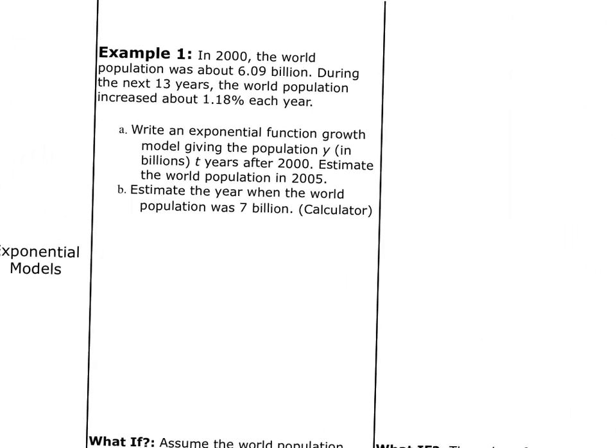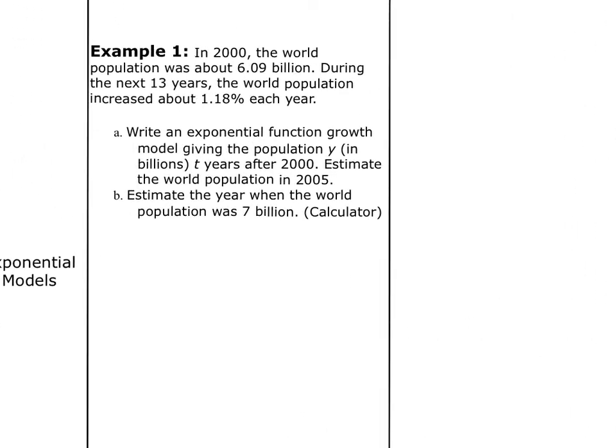So I'm going to zoom in a little bit so I can annotate for you. I'm going to bring out my handy dandy highlighter first. The first thing we need to understand is the initial value, okay? First and foremost, we start off with 6.09 billion, okay? That was the population in 2000. Now, during the next 13 years, the world population increased about 1.18% each year.